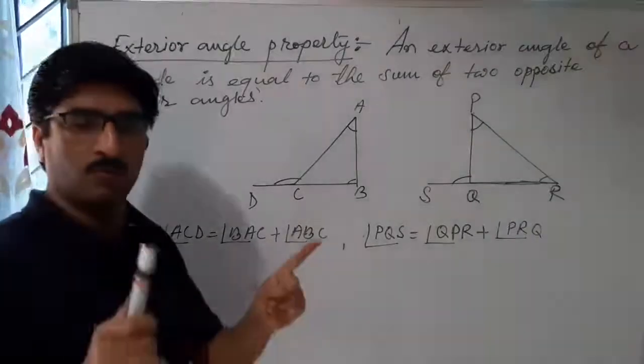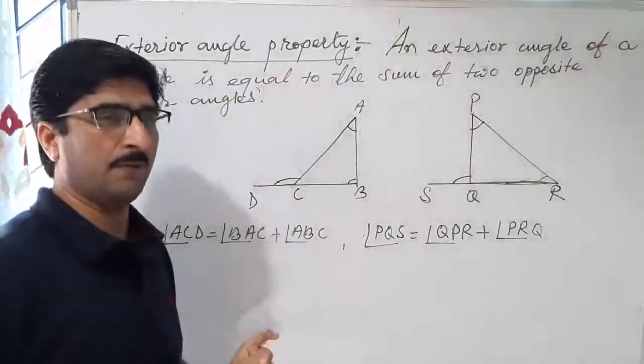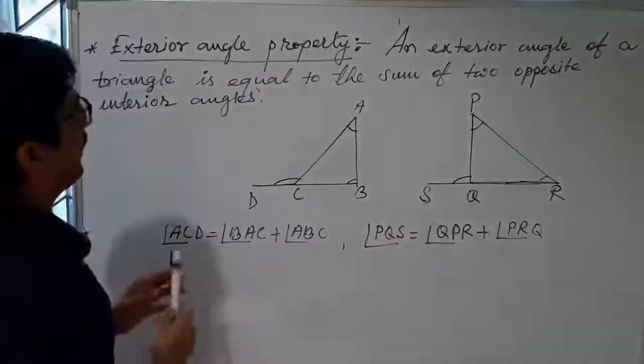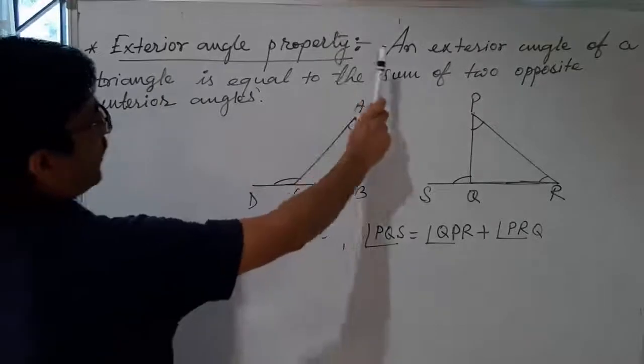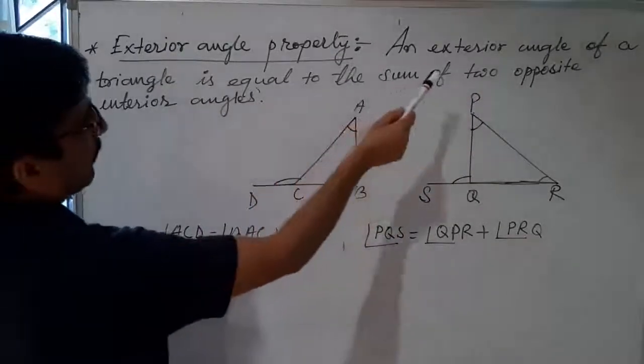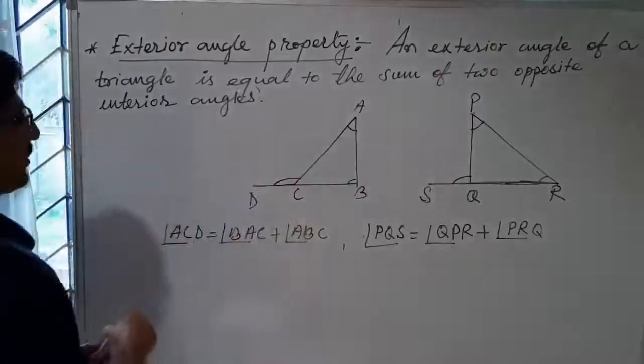So friends, we are going to learn about the exterior angle property, one of the properties of a triangle. The exterior angle property says that an exterior angle of a triangle is equal to the sum of the two opposite interior angles.